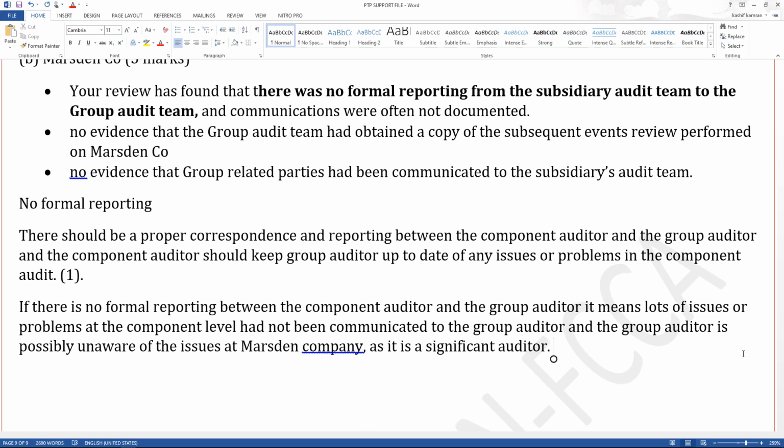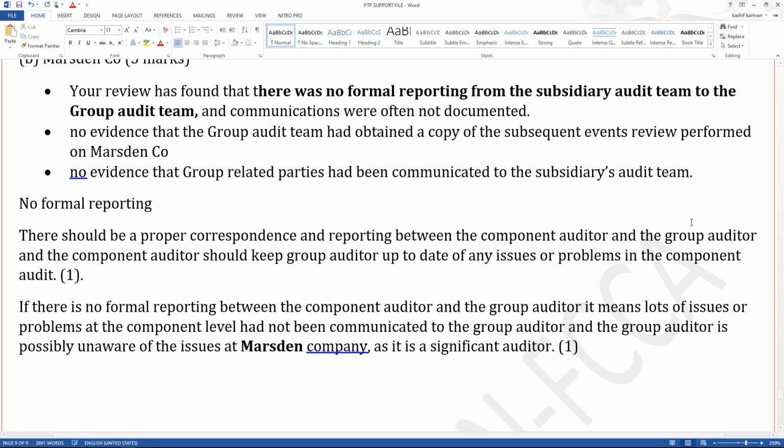So there is no formal reporting between the component auditor and the group auditor, right? So the group auditor is unaware of the issues at the Marsden company, which is the subsidiary. So any issues at Marsden company, any problems at the Marsden company being a component, you will be unaware of it. So that's the first issue. 1 mark. So you got 2 marks under the first.